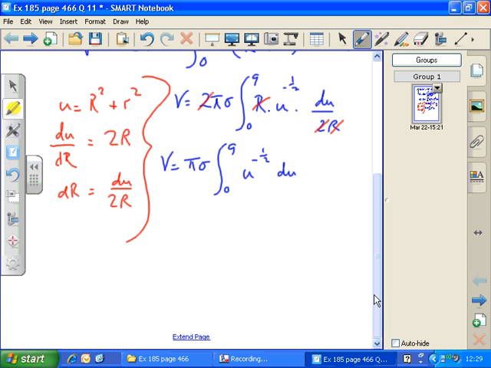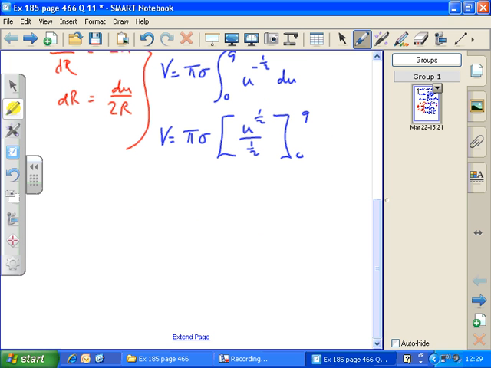Add 1 to the power, divide by the new power. V equals pi sigma U to the half over a half between 0 and 9. Again, dividing by half is the same as multiplying by 2, which can come outside the integral. So V equals 2 pi sigma U to the half between 0 and 9.